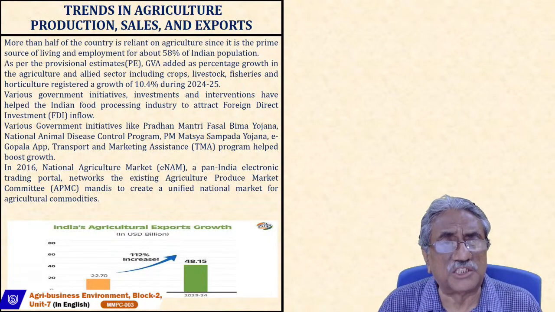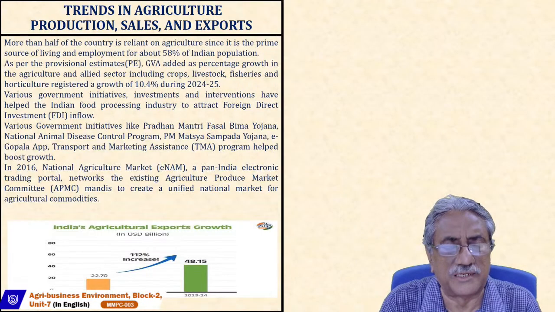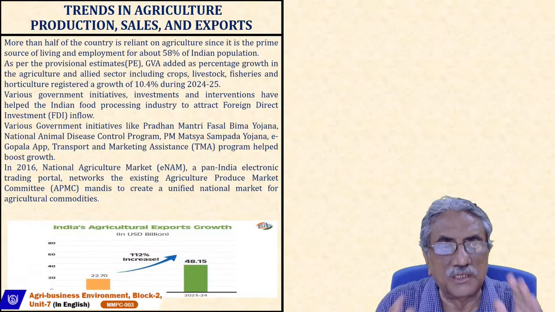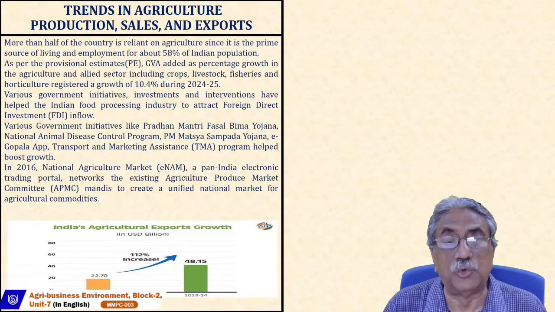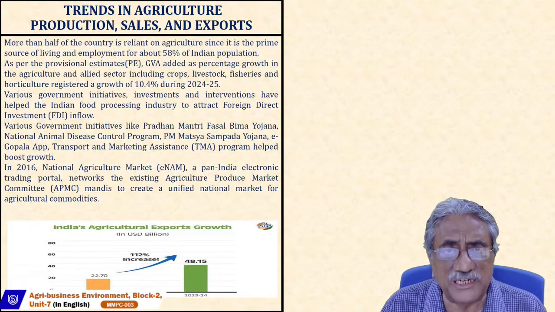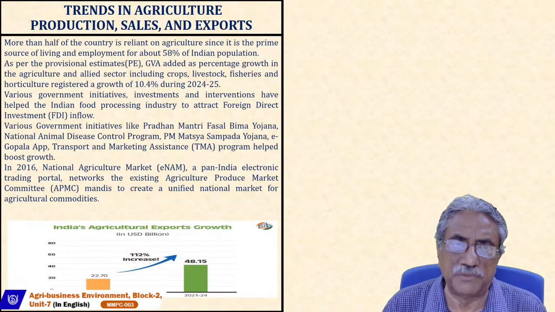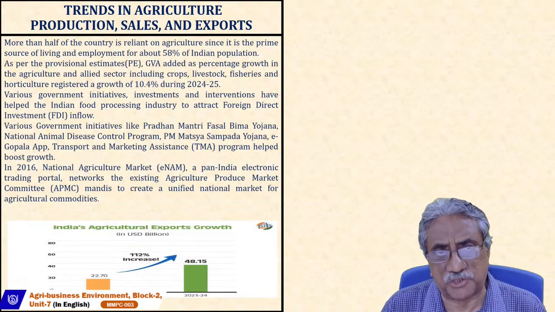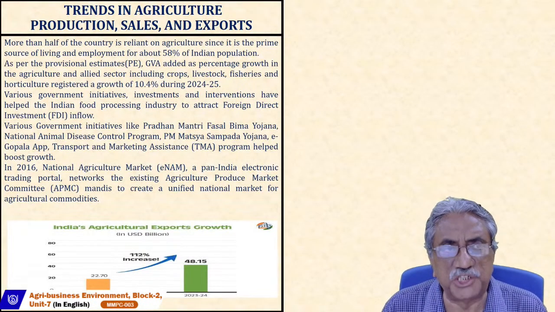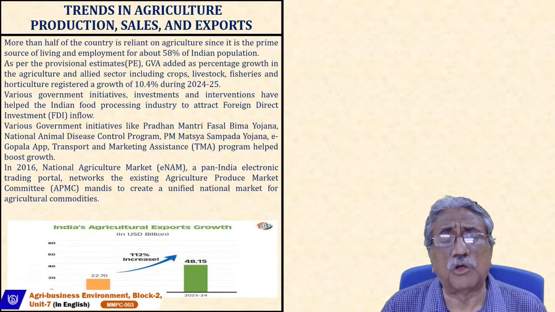As per provisional estimate, always when we take the latest data, it is a provisional estimate. It's a huge country. Gross value added, GVA, as percentage growth in the agriculture and allied sector. Allied sector means your vegetable crops and other crops, livestock, fisheries, horticulture, etc. registers a growth of 10.4% during 24-25.